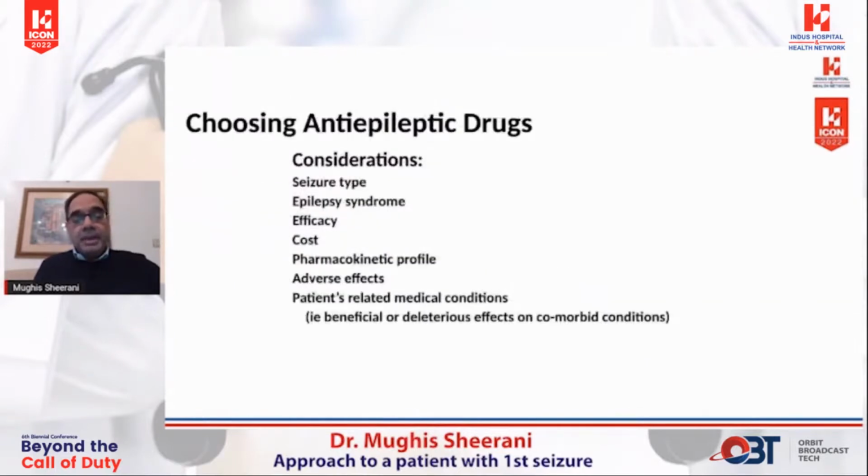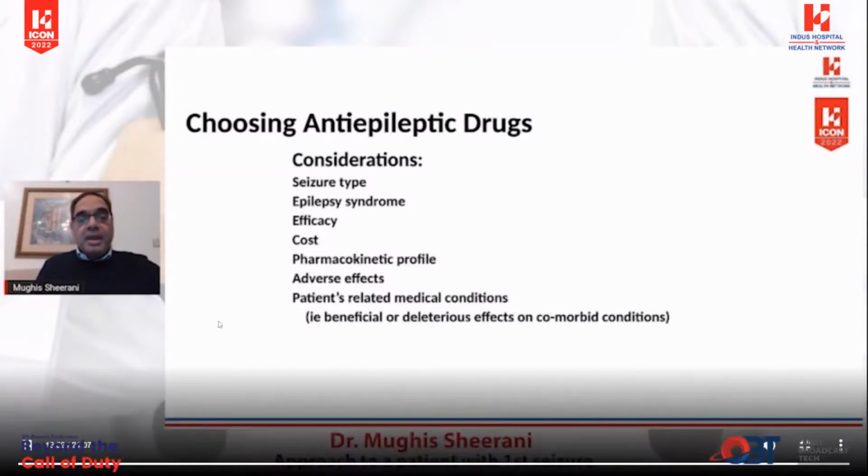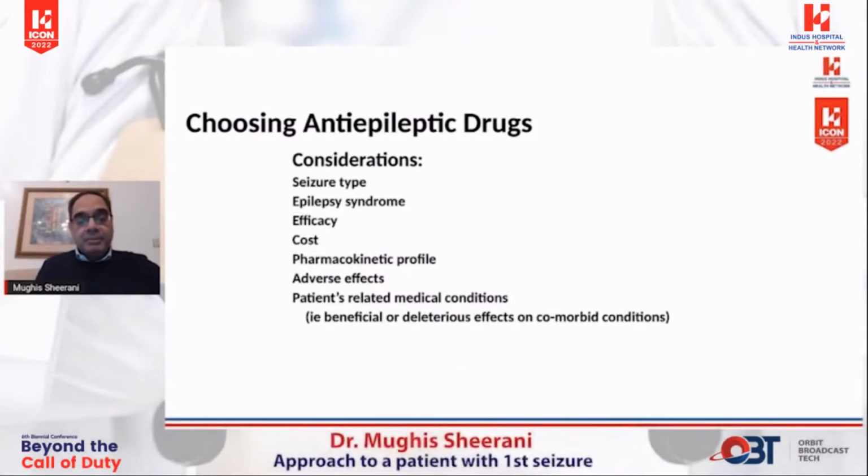And so it has to be decided if you are starting after the first seizure and you think that the chances of developing next seizures are high, then you look at the epilepsy syndrome, for example, JME, juvenile myoclonic epilepsy. The first seizure needs to be treated because they will have more seizures. Valproic acid is a good choice. You have to look at the cost. It should not be very expensive if cost is an issue, and their pharmacokinetic profile.